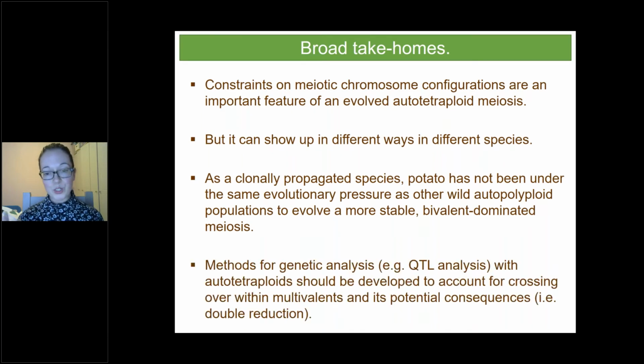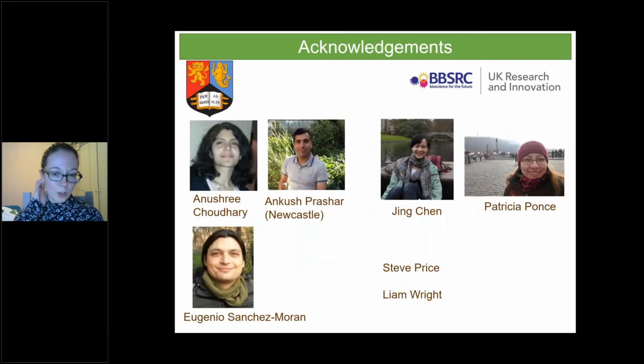And that is important to know because when we're doing quantitative genetic analysis in autotetraploid species, as I showed you earlier, if we've got a high frequency of multivalent formation, so for example, the rings, this could lead to double reduction, which is a unique genetic outcome in the meiocytes. So taking into account this complexity, we believe is important in doing genetic analyses such as QTL analyses in this kind of species. So thank you very much for your time and attention.